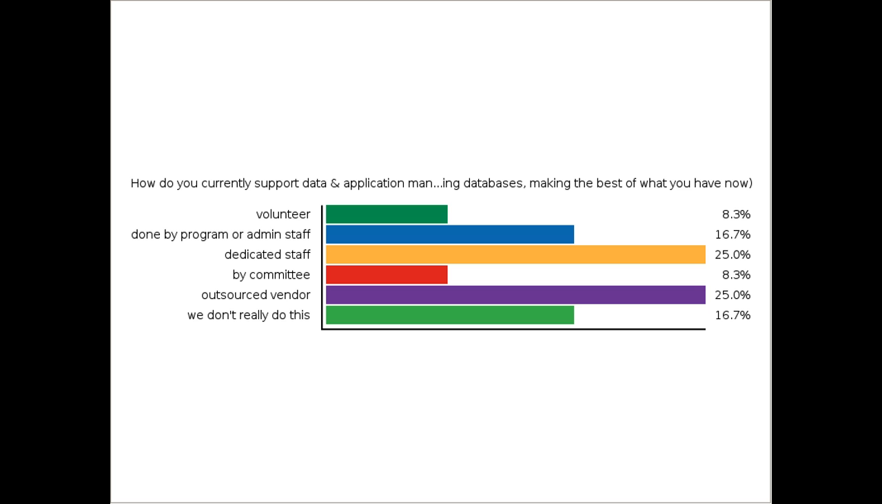So if we take a look here, how do we support data and application management? Dedicated staff, again, very high percentage. This is a place where I think it's hard to do this as an IT person because you have to be really integrated into the workflow of the organization. It's certainly possible, but it takes a lot of running around, a lot of really understanding everyone's needs to be able to do that. I'm a little surprised to see so many people are using outsourced vendors to do their data and application management. I'd be curious to hear how that's working for you. Otherwise, I'm not surprised by the volunteer or the not doing this category.